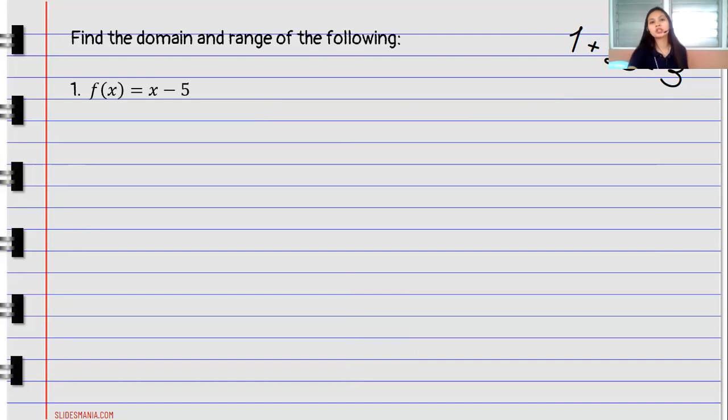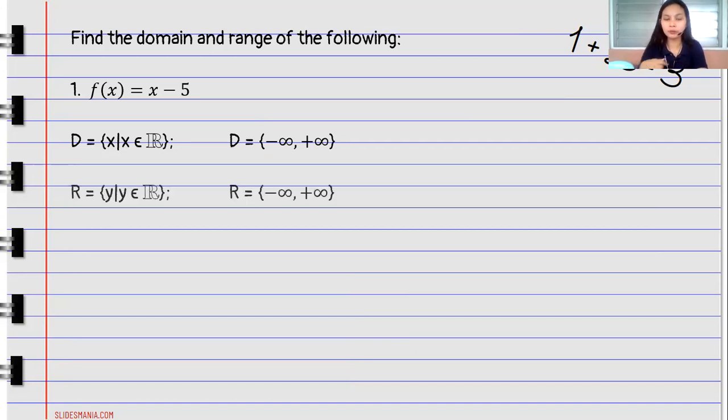Find the domain and range of the following. Ayan na, nagkakaroon na tayo ng mga equation po. Paano hanapin si domain and si range po? So our domain for this one, it could be x such that x is an element of all real numbers, or pwede rin naman from negative infinity up to positive infinity po. And our range po will be y such that y is an element of real numbers, negative infinity up to the positive infinity po.